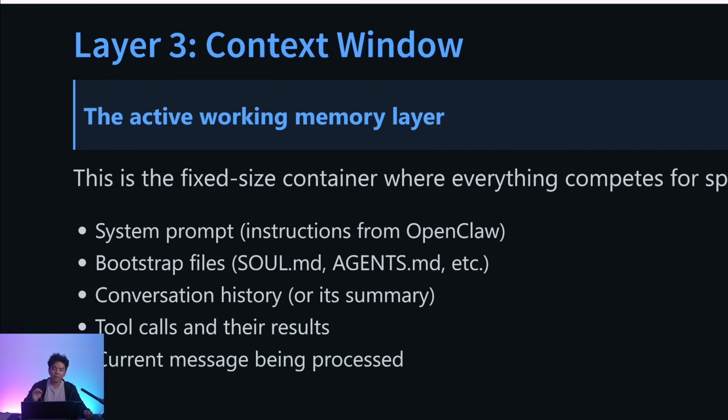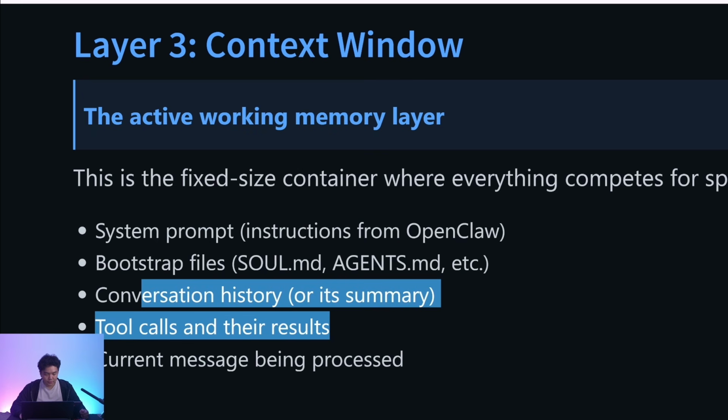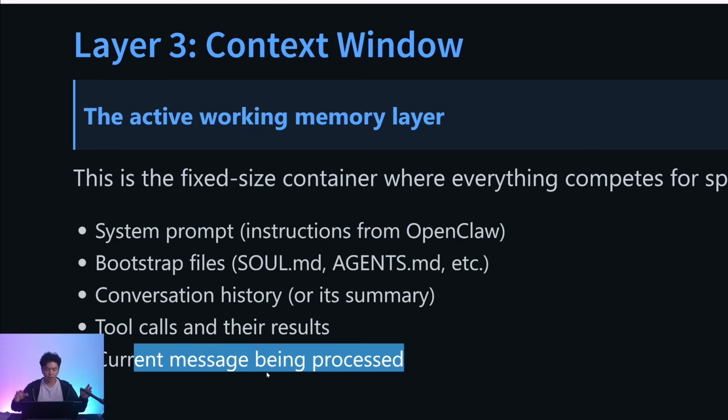Now, let's talk about memory layer number 3, the context window. This is the active working memory layer. It's a fixed size container where everything competes for space. The system prompt, that's instructions from OpenClaw, Bootstrap files, conversation history, tool calls and their results, and the current message being processed. All of this has to fit in one container.